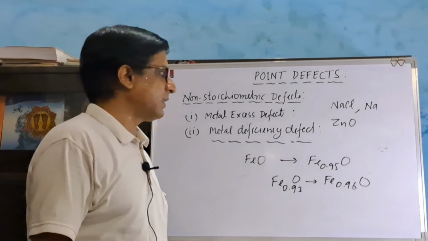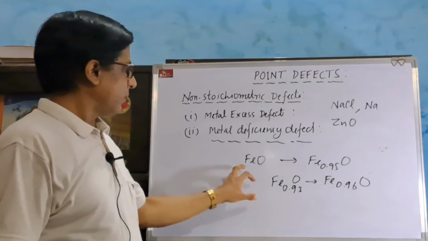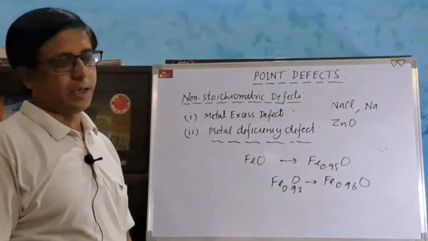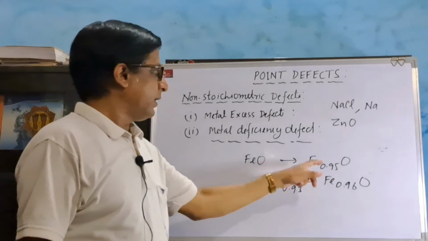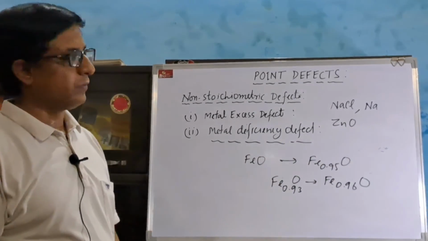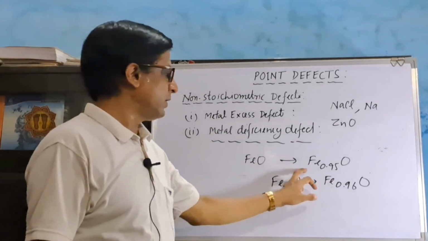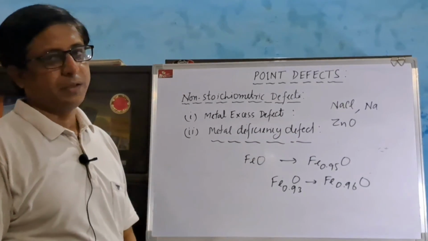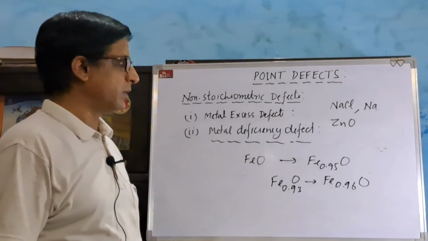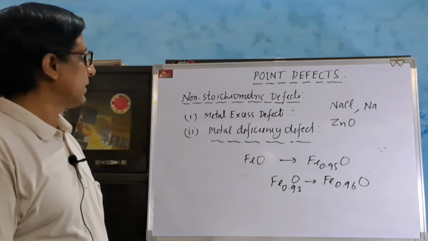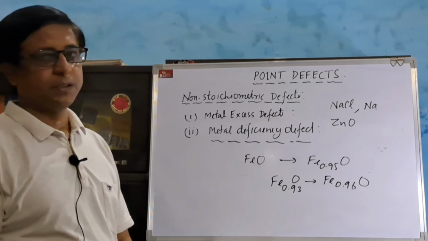Similarly, in metal deficiency defect, originally a solid can have metal in lesser amount. For example, in iron oxide, iron is present in deficient amount. So today we have discussed non-stoichiometric defect.